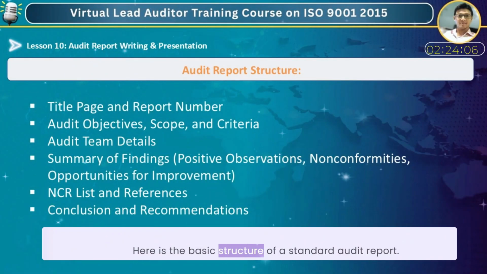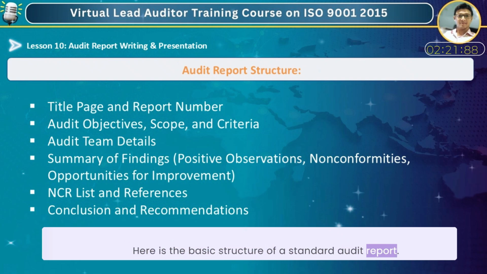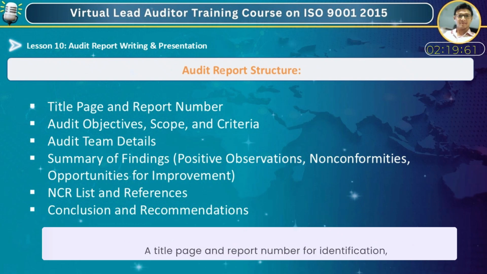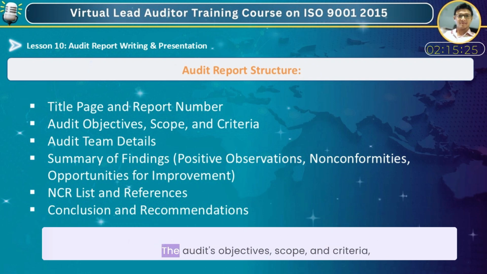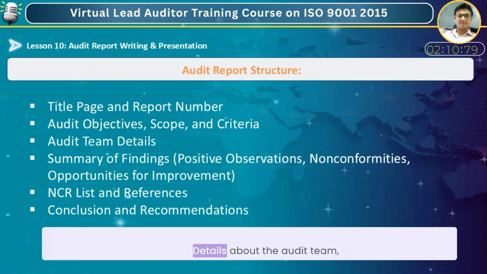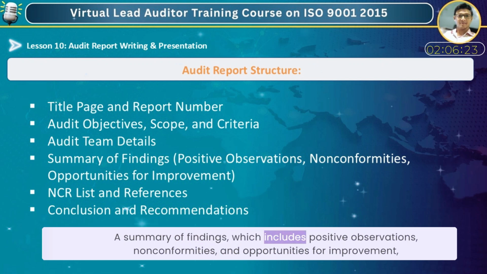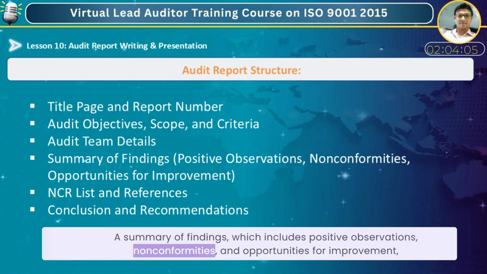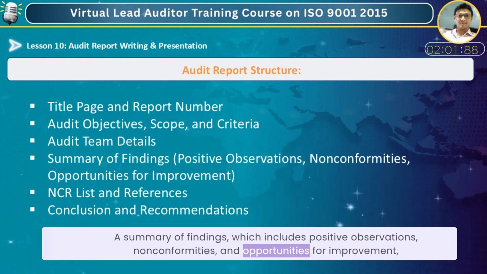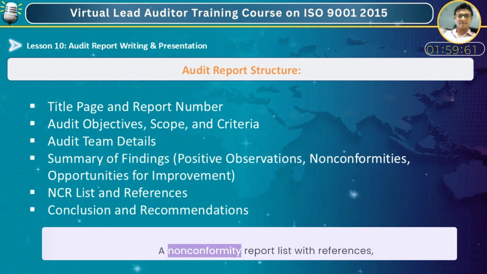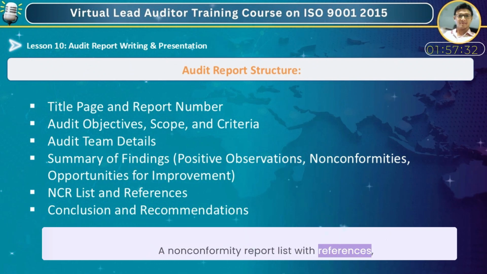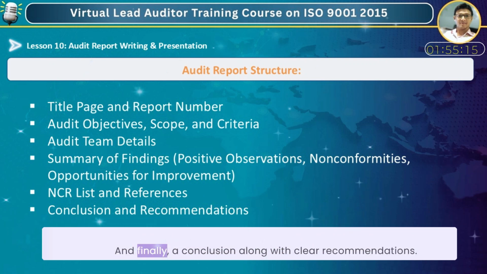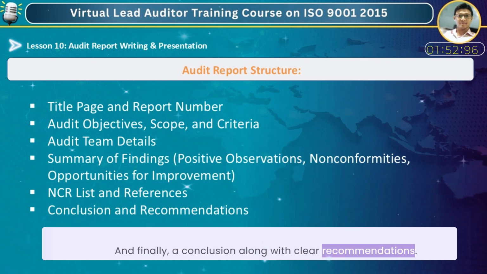Here is the basic structure of a standard audit report. It should include a title page and report number for identification, the audit's objectives, scope, and criteria, details about the audit team, a summary of findings, which includes positive observations, non-conformities, and opportunities for improvement, a non-conformity report list with references, and finally, a conclusion along with clear recommendations.